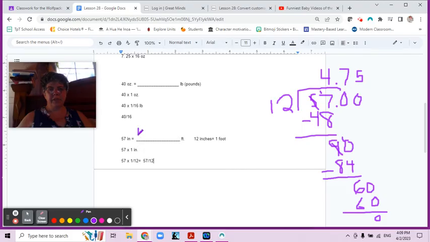So 57 inches is the same as 4.75 feet. And I know that if you're 5 feet tall, you're 60 inches tall. So this is just a little less than 5 feet, right? 57 inches, and our measurement is just a little less than 5 feet, 4.75 feet. Okay, excellent. Let's do one more.